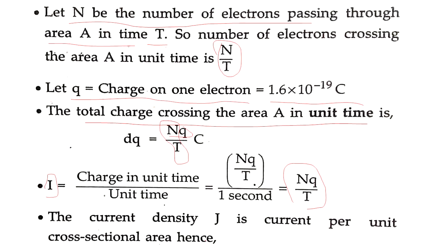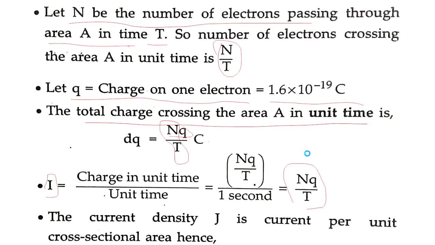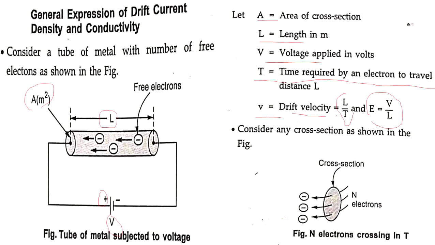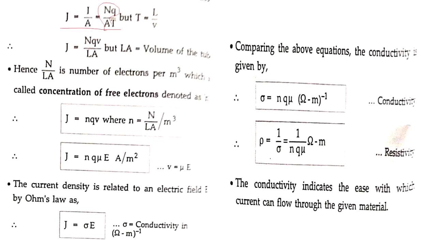Now by using this current equation, you can calculate the current density, which is given by J equal to I by A. We know already that I is equal to NQ by T. Now if we divide that expression by A, you will get NQ by AT. But you know the equation for T from the previous expression, that is v equal to L by T, so T is equal to L by v. If I replace this T by L by v, you will get this new expression for current density.